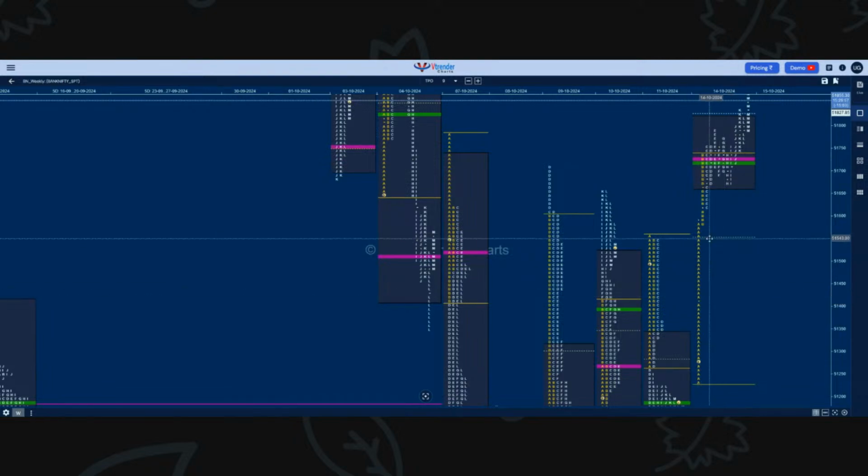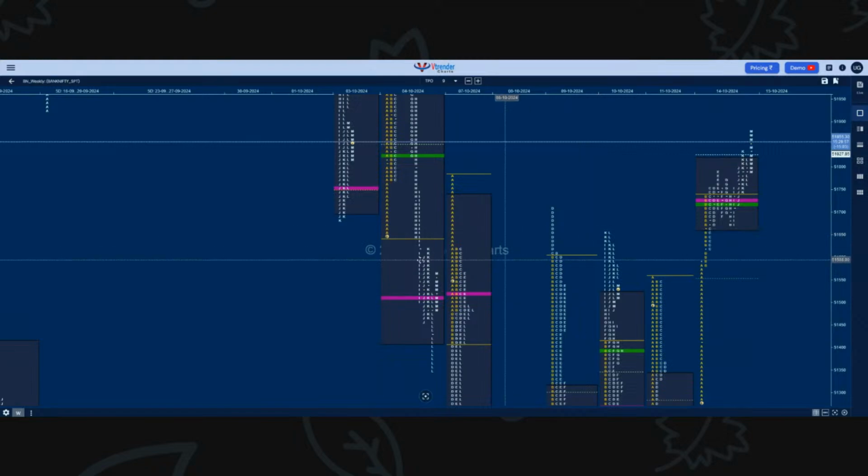So these two references would be the very important references for this week, and as long as these are held, we can look for a week which is looking to probe higher in the coming sessions. So that is how we are placed in spot in Bank Nifty.